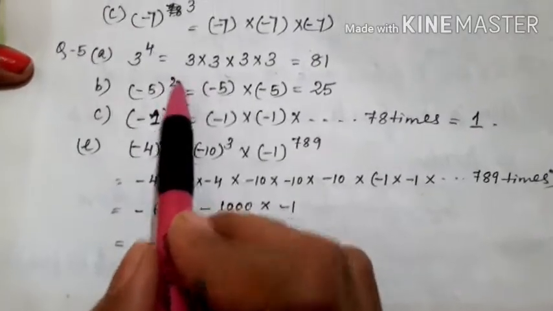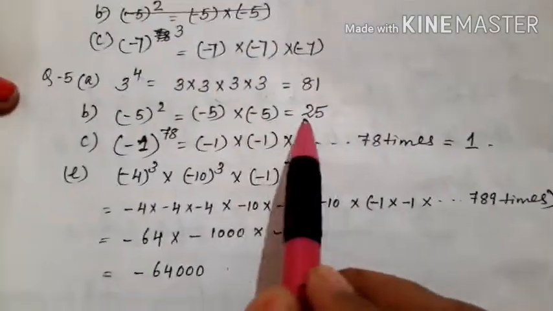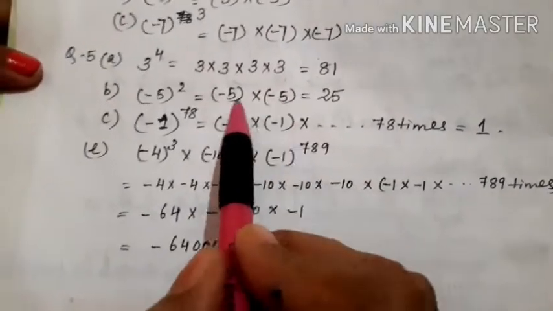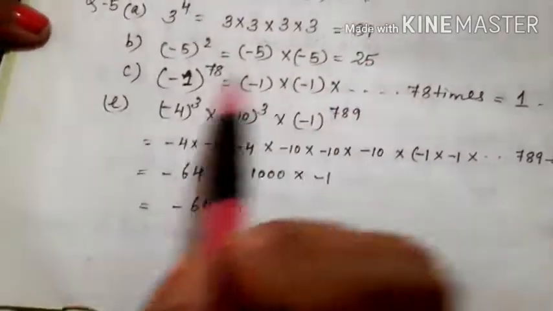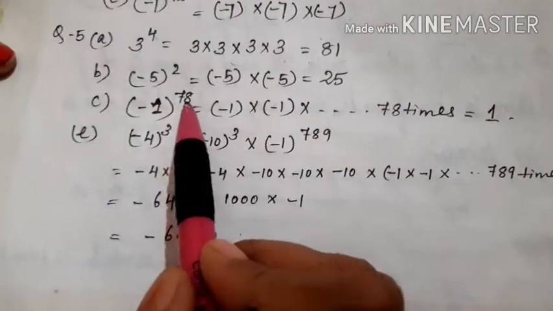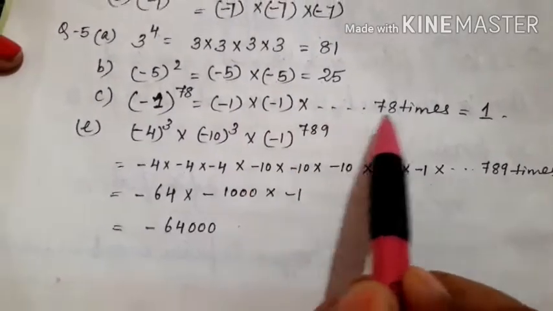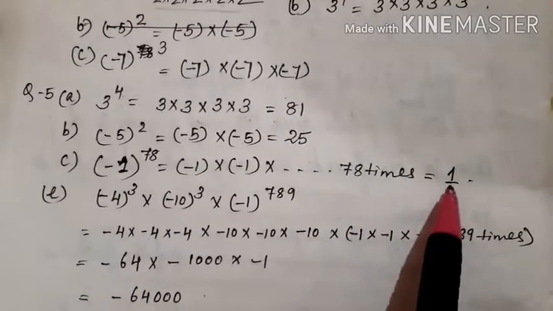Minus 5 square: minus 5 into minus 5. Minus into minus, already you know, is plus. Plus 25. Then minus 1 to the power 78: minus 1 into minus 1 up to 78 times is equal to 1.